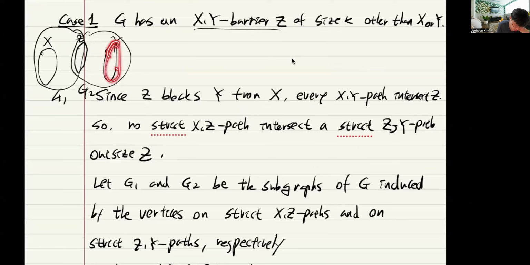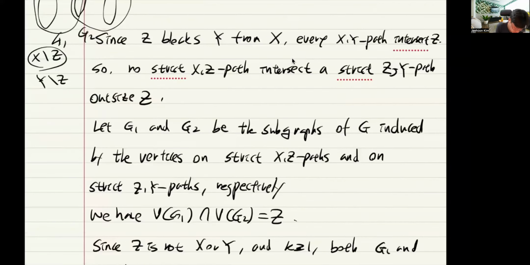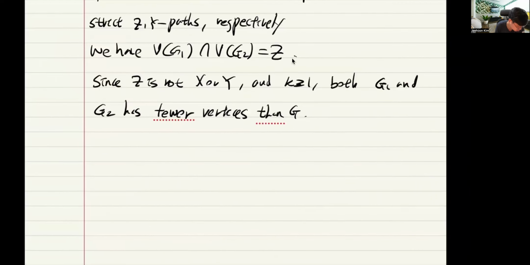The vertices in y do not belong to G1. The vertices in x do not belong to G2, unless some vertices belong to C, then it's okay. But let me rephrase it. The vertices in X minus C do not belong to G2, and the vertices in Y minus C do not belong to G1. Yes, C is not x or y, so both graphs lose at least one vertex, so they are smaller than G.